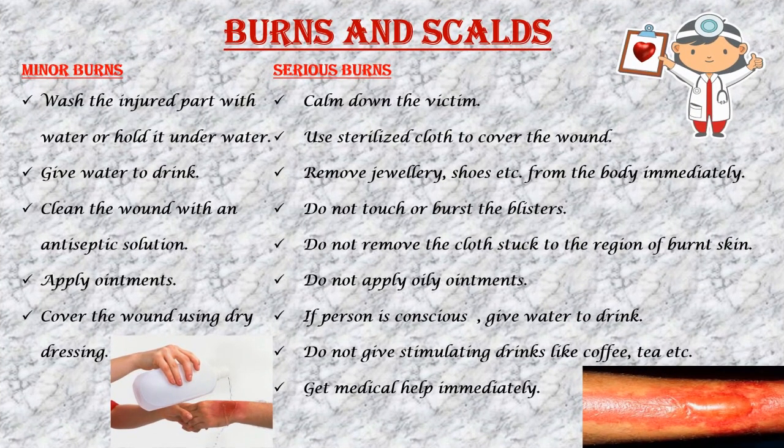Now students, let us see the first aid for burns and scalds. Now burns and scalds can be classified as minor burns and serious burns. So now first let us see the first aid for minor burns. Firstly, wash the injured part with water or hold it under water. Then give the person some water to drink. Clean the wound with an antiseptic solution using a cotton swab. Then apply ointments that are specially prescribed for burns. You remember, do not apply oil ointments. Then cover the wound using dry dressing.